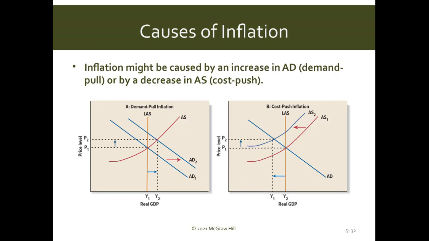Now, causes of inflation. In the previous chapter, we talked about inflation, that is, an increase in the general price level. And usually we measure inflation using the consumer price index, that is, a fixed basket of consumer goods and services only. Here we are basically taking the GDP deflator. So there are two types of inflation. One is called demand pull inflation, and the other one is cost push inflation.